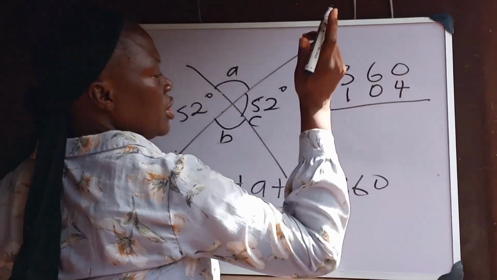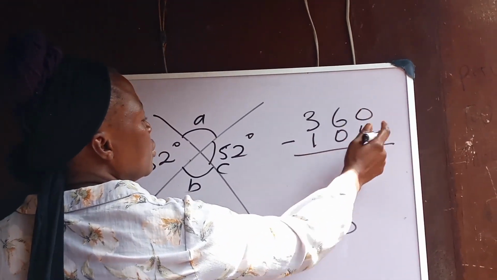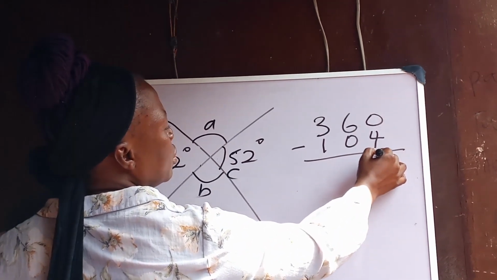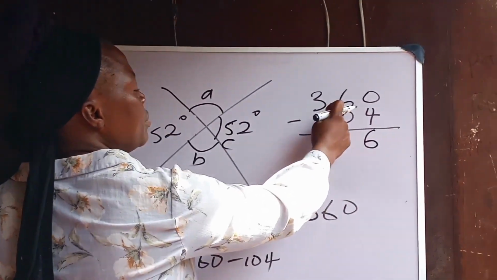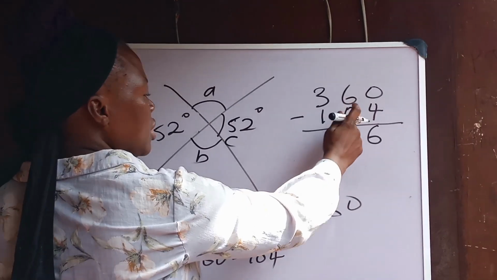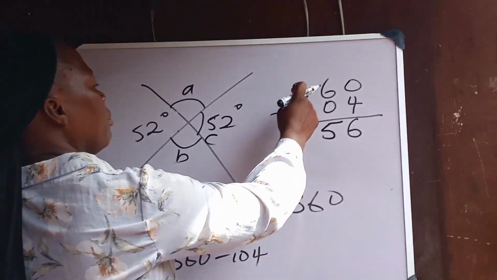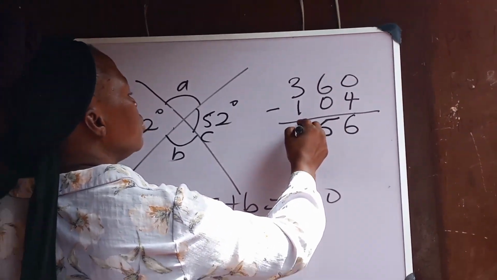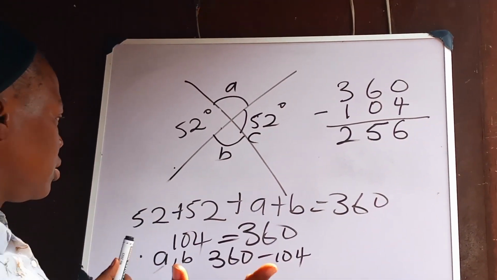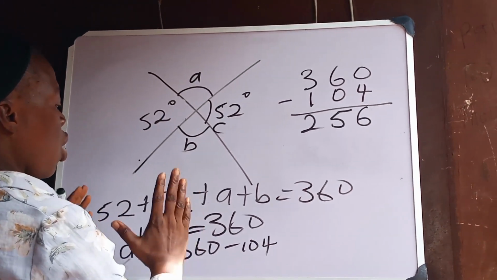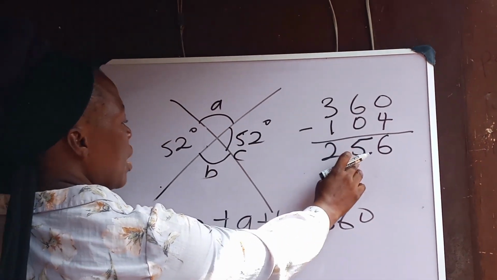0 minus 4, it cannot go. We borrow 1 from here, add it here. 10 minus 4, you get 6. 5 is remaining here. 5 minus 0 gives us 5. And 3 minus 1 gives us 2. That is 256. So we found the sum of the two remaining places.